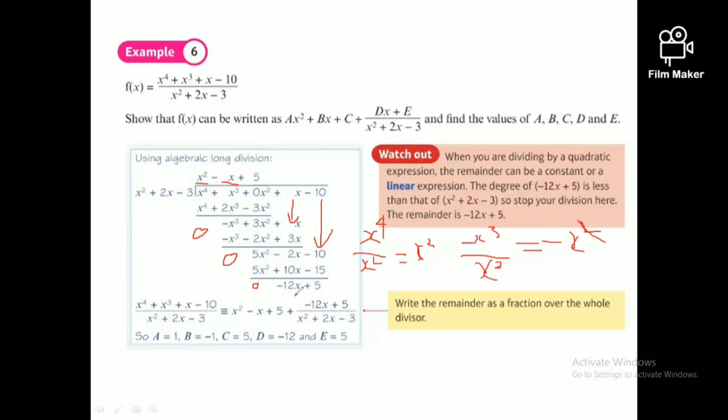Then this is an x term and this is a quadratic term, so you cannot divide further, because you can do this division only until the power is higher than or equal to the power of the divisor. After passing this x squared term, you cannot do this further. Therefore, this becomes the complete quotient. What is the quotient? x squared minus x plus 5. Plus the remainder, minus 12x plus 5, divided by the divisor x squared plus 2x minus 3. With that, you can say a equals 1, b equals minus 1, c equals 5, d equals minus 12, and e equals 5. That's the way of doing this question.